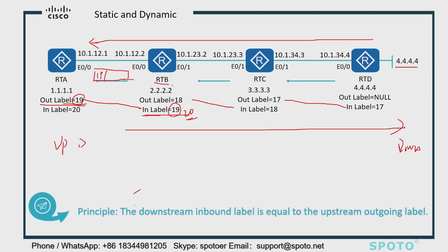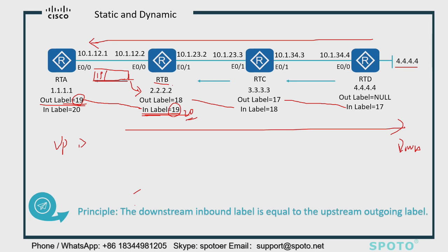So when RTB receives this level, it will search the level forwarding table here. It will search the forwarding table, and it can't find the in level with the 19. Yes, so the RTB can't forward the packet directly. So this one must be 19. You need to make sure the router can search the right in level so that the packet can be forwarded directly.